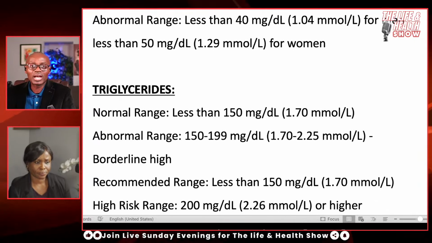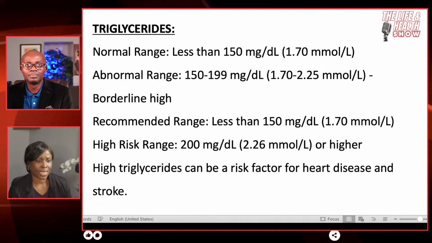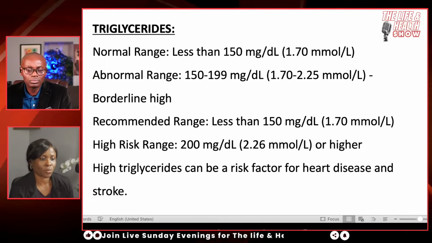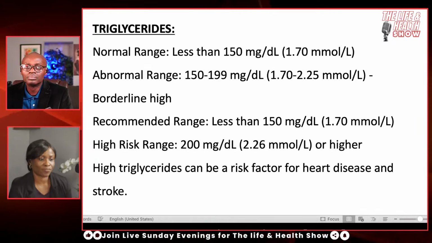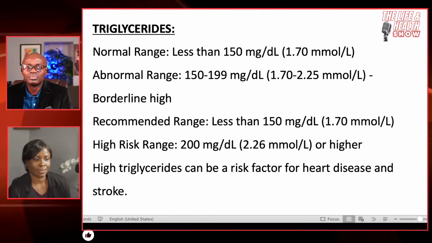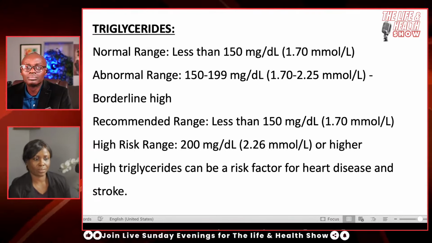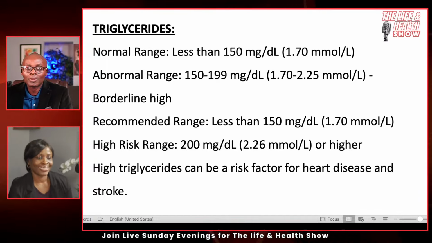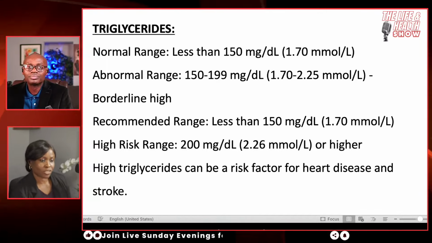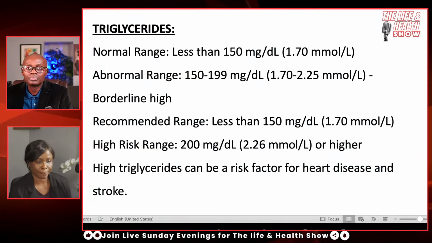So now with that out of the way, I'll have Gifty talk about the triglycerides a little bit, and then we will move on. Yeah, so for the triglycerides, the normal range should be less than 150, abnormal 150 to 199. That's the borderline. And I think I elaborated on the borderline. You are not there yet. You are right at the border. Then it becomes too high if it's 200 or higher.